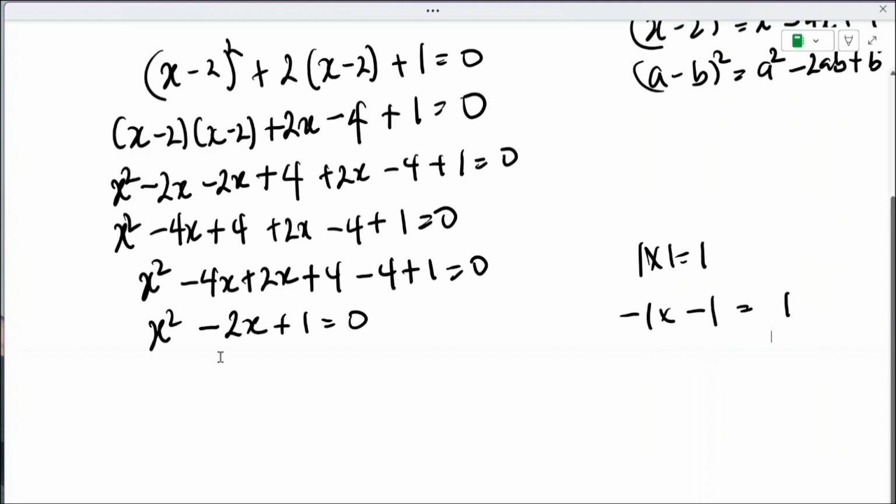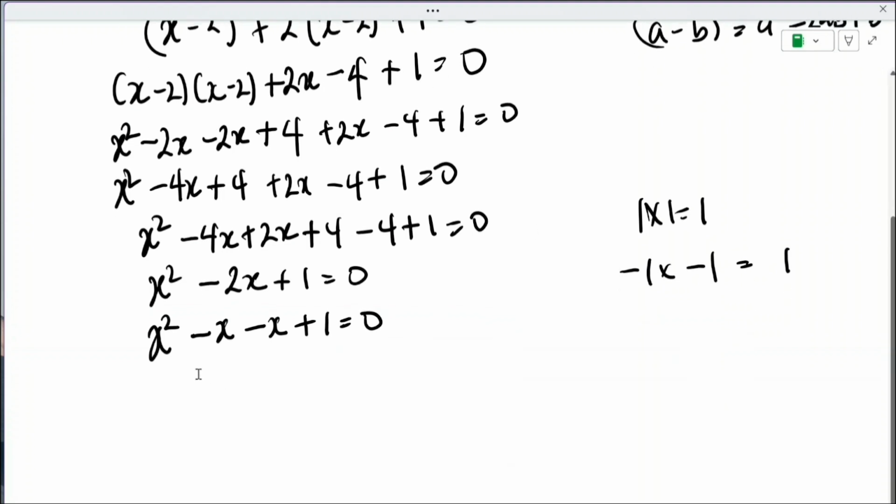That means we change this negative 2x to negative 1x, negative 1x. So we have x squared minus 1x, that's minus x, minus another 1x plus 1 equals 0. We take the first two and pick out what is common. In x squared and in x, you have x common. So we take out x, and you'll be left with x, minus, x divided by x is like saying 2 divided by 2 to give you 1. So you have 1 here, you close your bracket.